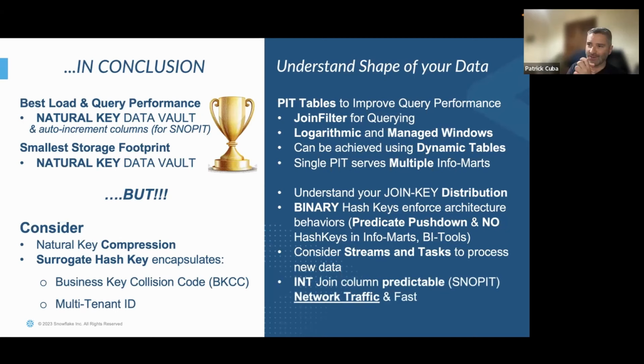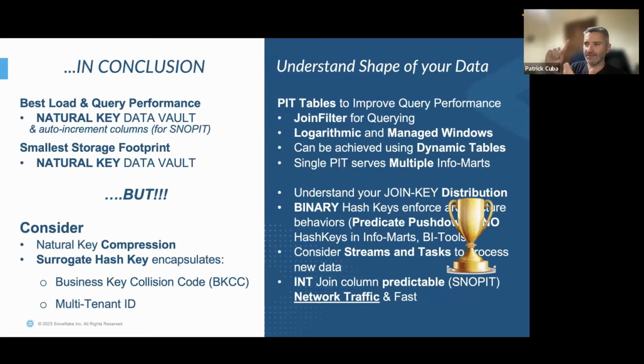And of course, network traffic. That's the big one. For me, that's where Snowpit combines a lot of this: business keys, business key collision codes, multi-tenant ID, and also reduces the traffic between the remote storage and the application that's using that storage in a predictable way. Whereas natural key could be, you know, any sort of variance of what the natural key value is.